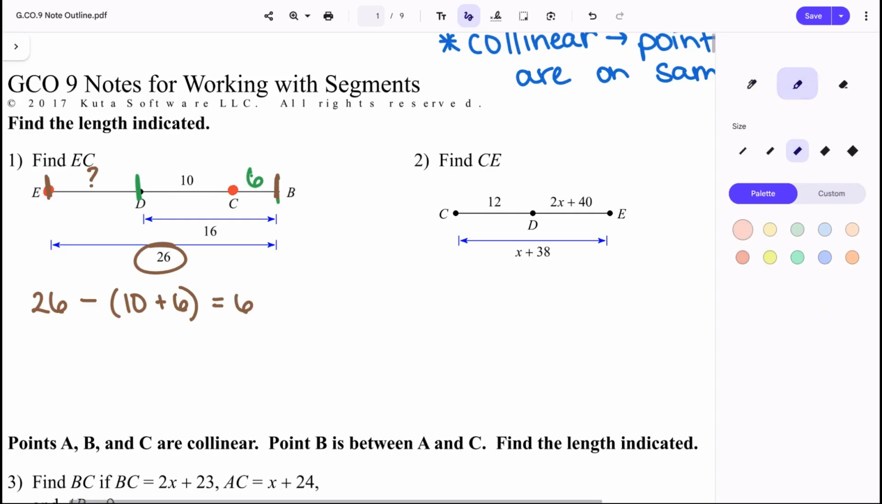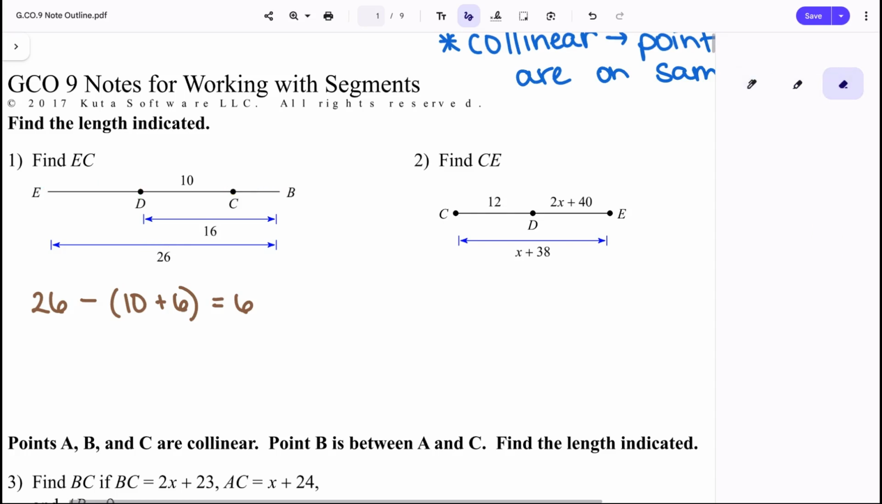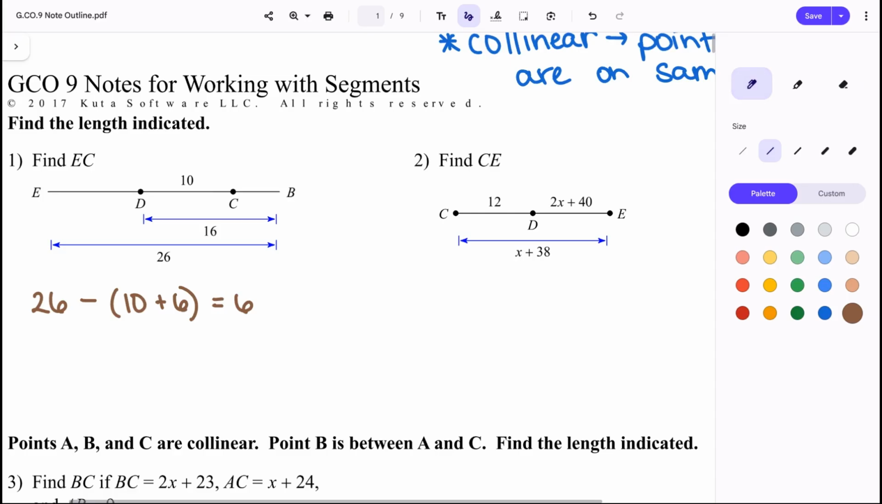Okay, so let me clean up my picture a little bit here because I've kind of scribbled all over it. So I know that this is 10, this is 10, and this is 6. Okay, I now know all those little pieces, but I'm not quite done because remember, what did they ask for? They wanted E all the way to C. So now I just need to look at these parts of the segment, which I know now are both 10. So to find EC, I'm just going to add 10 plus 10, and I would get 20.